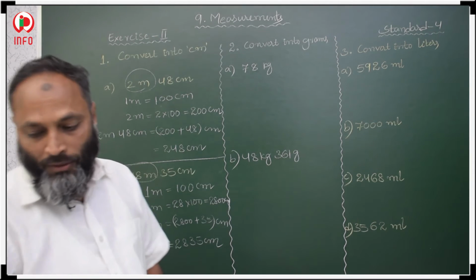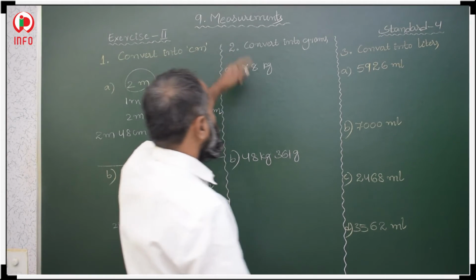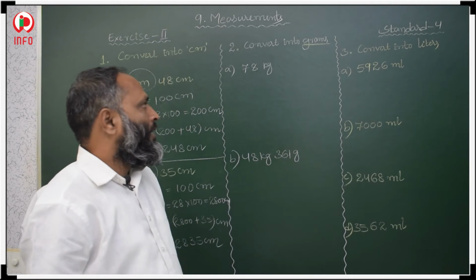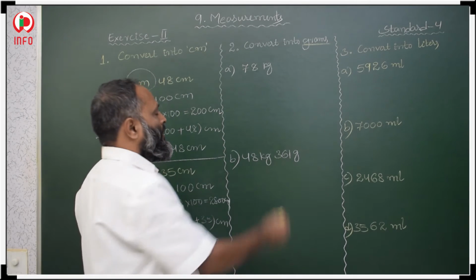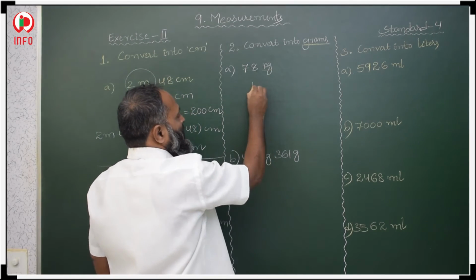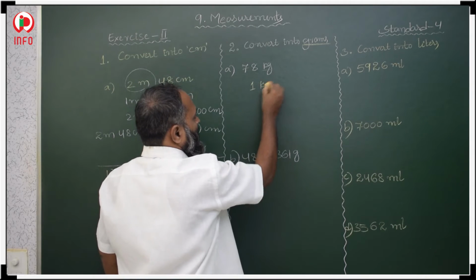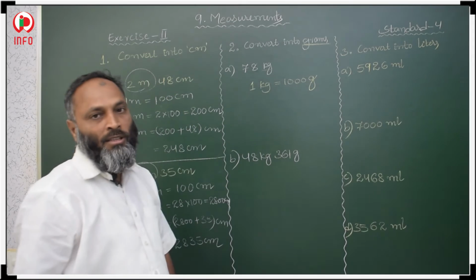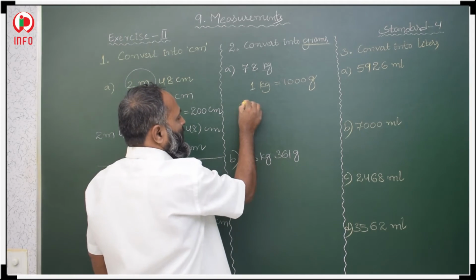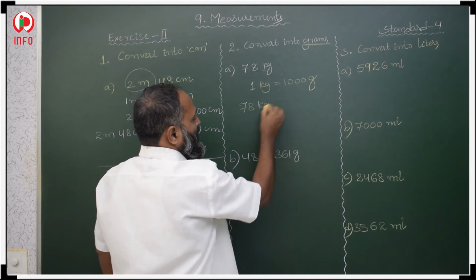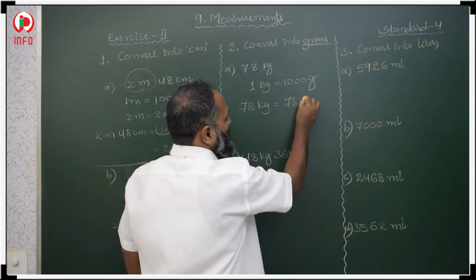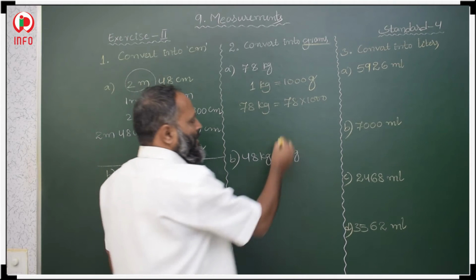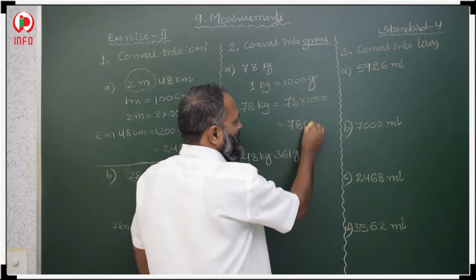Okay. Now the next one, the second question: convert into grams. So completely we should convert into grams. So here kg is given. 1 kg is equal to how many grams? 1 kg is equal to 1000 grams. Here 78 kg is given. 78 kg means 78 into 1000. 78 should be multiplied with 1000, that is 78,000 grams.